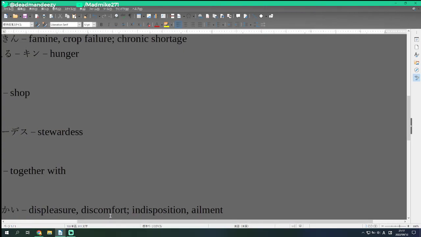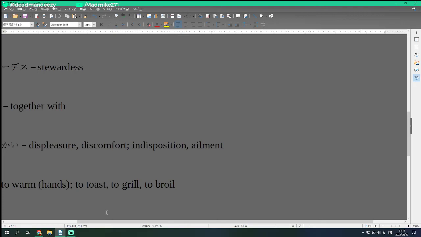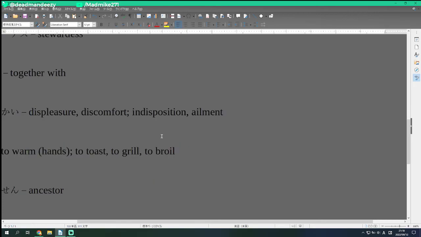A shop is a shoppu. A stewardess is a stewardess. Together with, or x together with y is x totomo ni y.